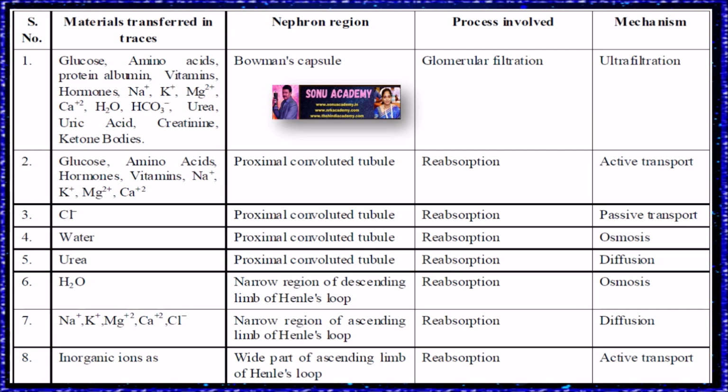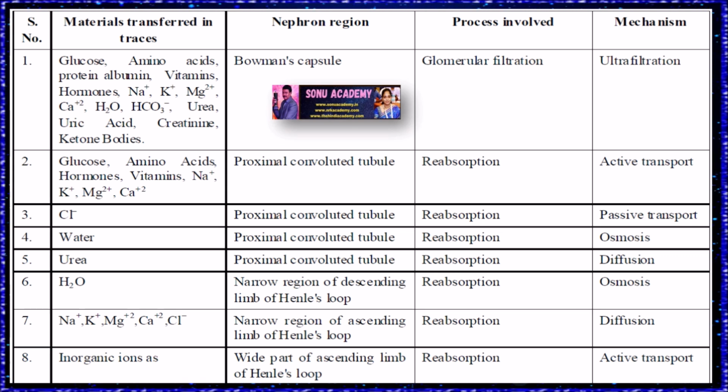Then come to glucose, amino acids, hormones, vitamins, Na+, K+, Mg2+, Ca2+. Observe these in the region of the proximal convoluted tubule; the process involved is reabsorption and the mechanism is active transport. Then come to Cl-. This is also observed in the proximal convoluted tubule, the process involved is reabsorption and the mechanism is passive transport.